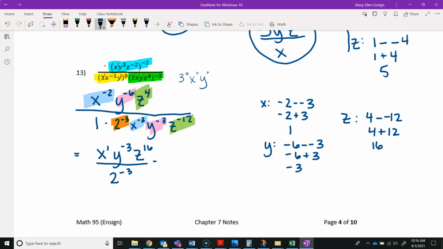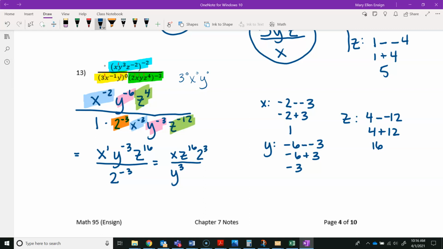So now we do our normal test of what's going to stay and what's going to move. So x to the first, or just x, is going to stay. Z to the 16th is going to stay. Y to the third moves to the bottom. And 2 to the negative third moves to the top.